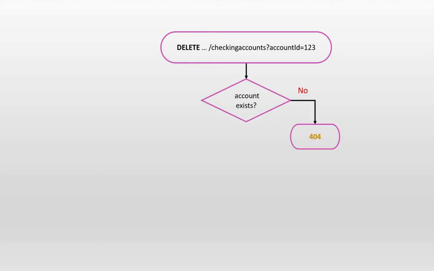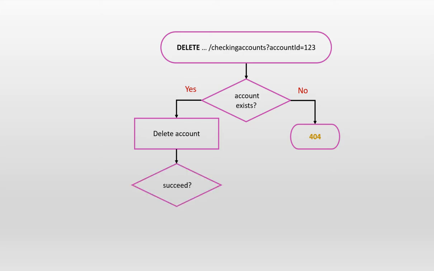Similar to a GET API, a DELETE API will return 404 if it cannot find the account 123. If the account is found, the API will try to delete the account. If successful, return 200, otherwise 500 internal error. The 500 code here does make sense because the API should be able to delete the resource if the execution can reach this point.